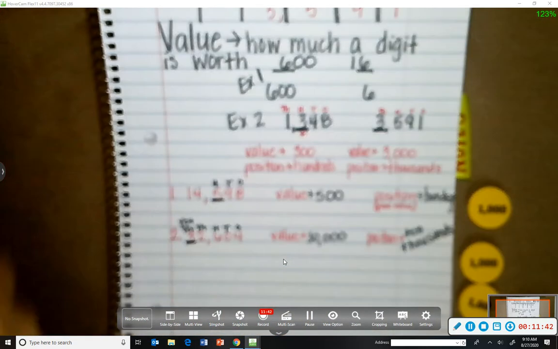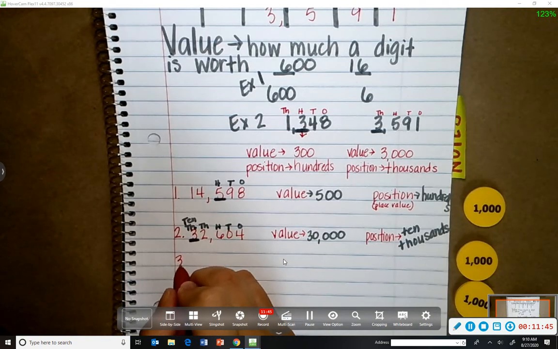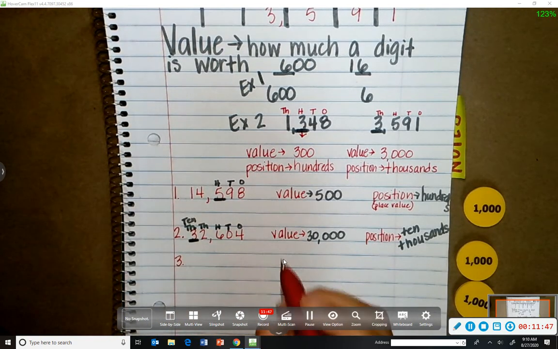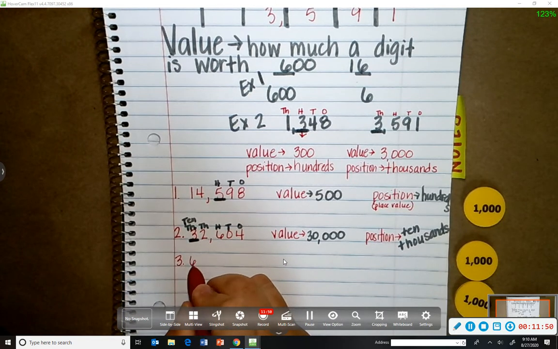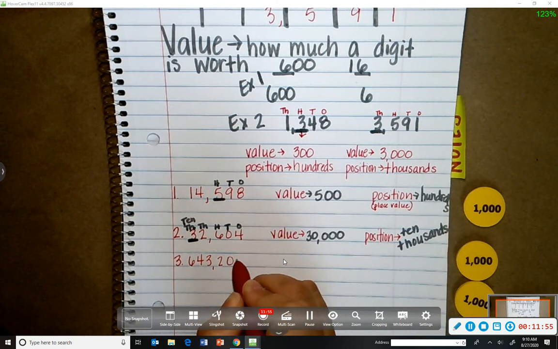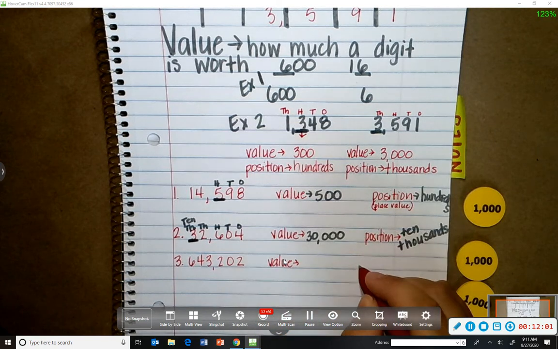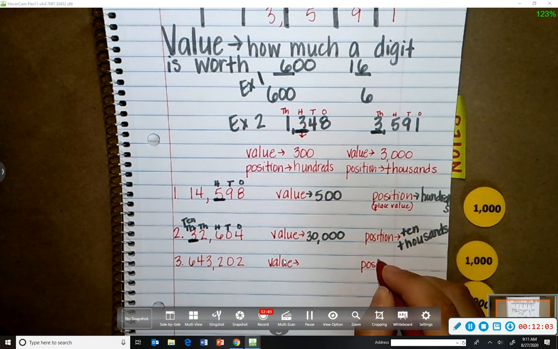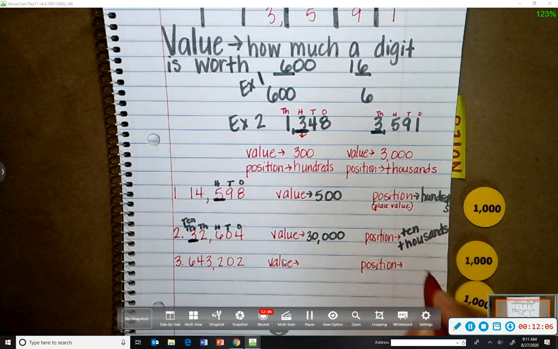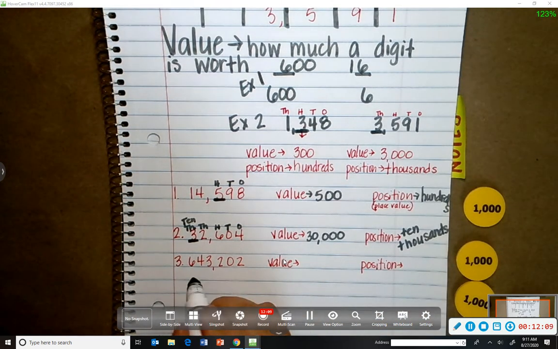Okay, next one. Remember, pause that video and try it on your own before you listen to the answer. Okay, so now we're going to do the 6, the underlined digit. What is the value? Okay, remember, value means how much it's worth. So let's see if you got your answer correct.